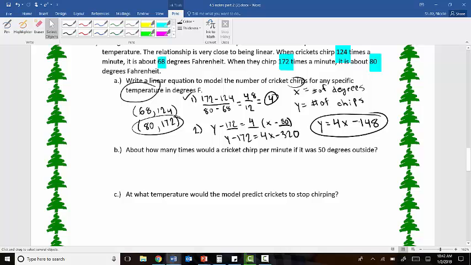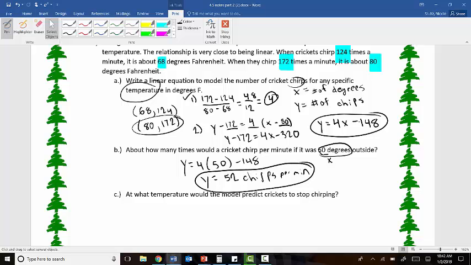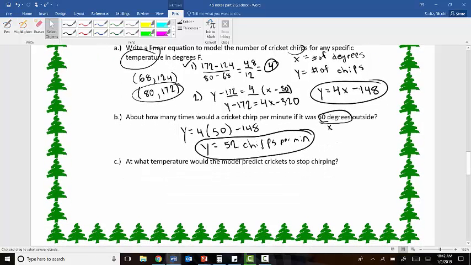It says how many times would a cricket chirp if it was 50 degrees outside? So right here, 50 degrees, well, temperature is x. So I gave you an x value. So we're going to leave y in the problem, but we're going to change x into 50. So if we do 4 times 50, that's 200. 200 minus 148, I believe, is 52. And we are talking about chirps per minute. So a cricket will chirp about 52 times each minute if it is 50 degrees outside.